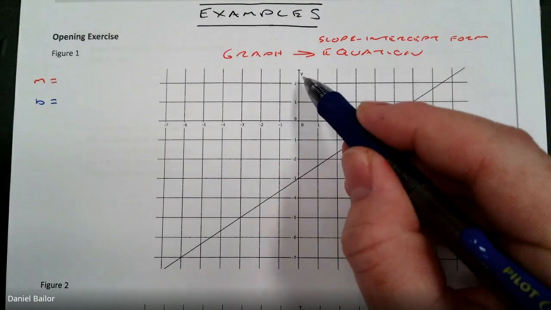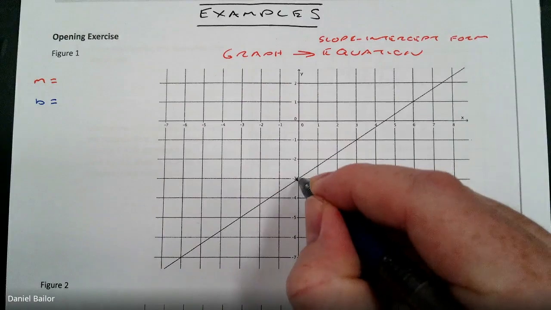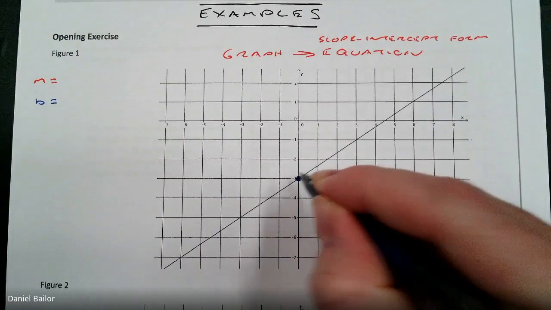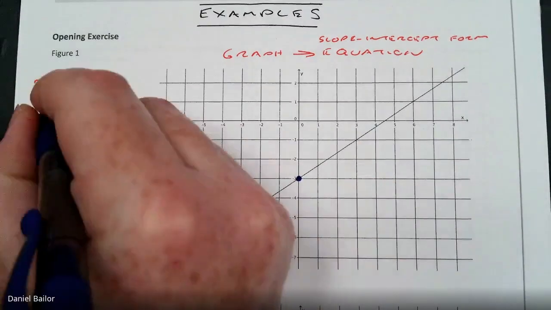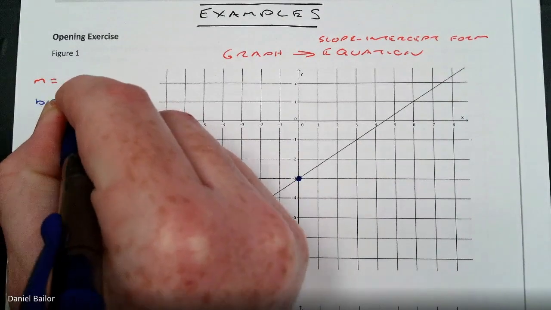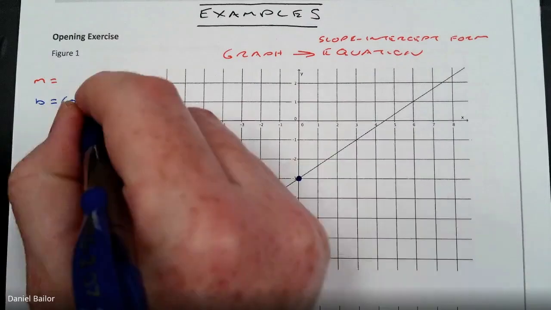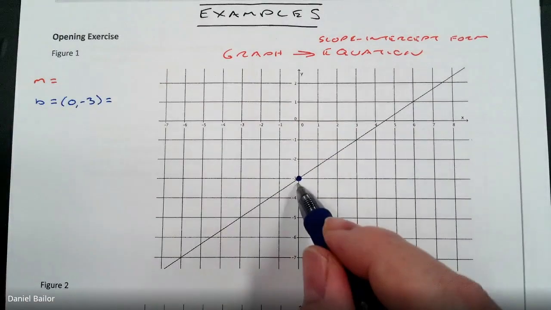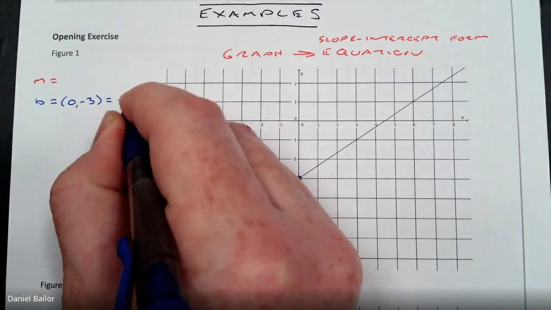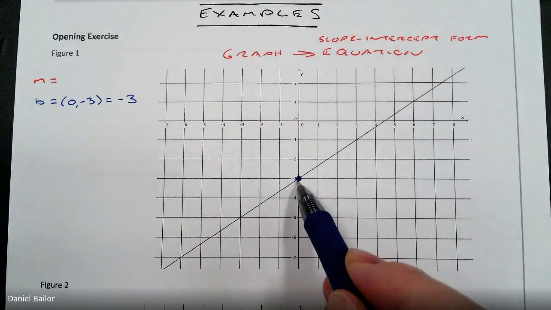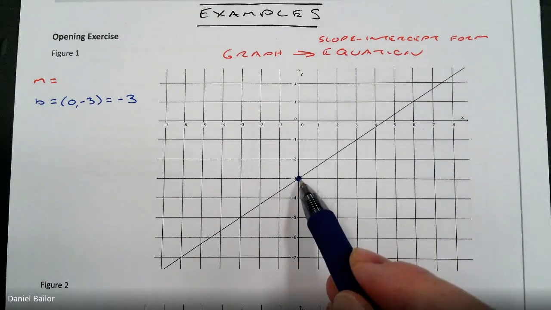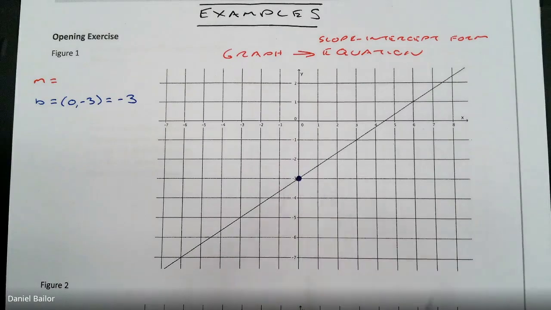Here's the y-axis. Here's the intercept right here. What point is that? That hits the y-axis at (0, -3). So b is going to be negative 3 because that's where it crosses the y. Very easy just to see that. b is negative 3 because that's where it crosses. Now we need to find the slope.